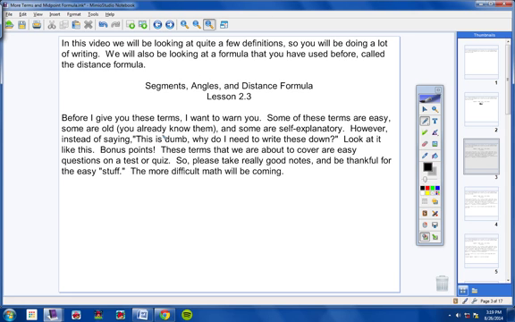Before I give these terms to you, I want to warn you. Some of these terms are easy, some of them are old, you already know them, and some are self-explanatory. However, instead of saying to yourself, this is dumb, why do I need to write these down? Look at it like this. Bonus points, okay? These terms that we are about to cover are easy questions on a test or a quiz. So please take really good notes and be thankful for the easy stuff, okay?